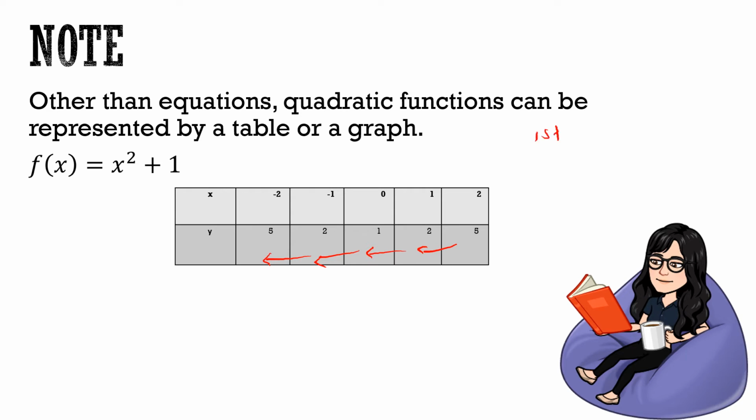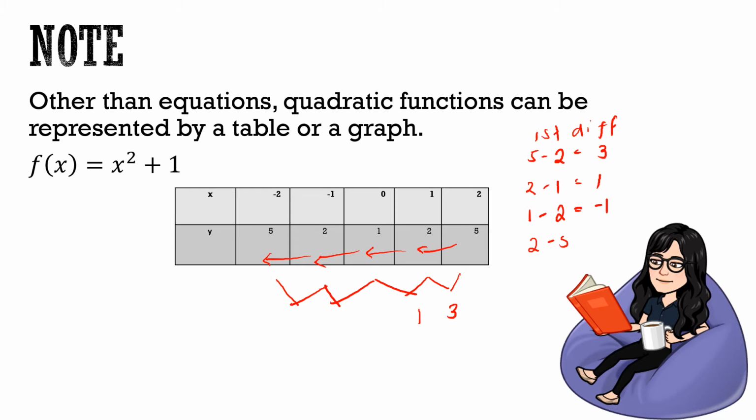Subtracting the first difference, we have 5 minus 2, so we have 3. Next, 2 minus 1 is equal to 1. Next, 1 minus 2 is equal to negative 1. And the last one is 2 minus 5, which is equal to negative 3. After getting the first difference, we can now get the second difference.